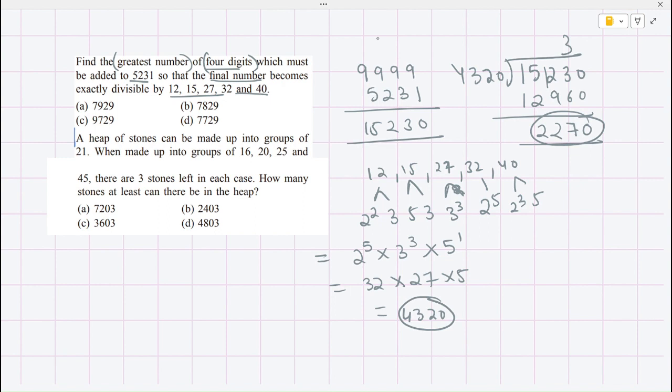So we need to subtract 2270 from 15,230, which will in turn give us this number itself, right? 12,960. So 12,960, and we need to subtract 5231 from it because they're asking the greatest number of 4 digits and not the final number. Then it becomes 9, 2, 7 and 7, which means 7729 will be the answer for this particular question. So option D is correct.